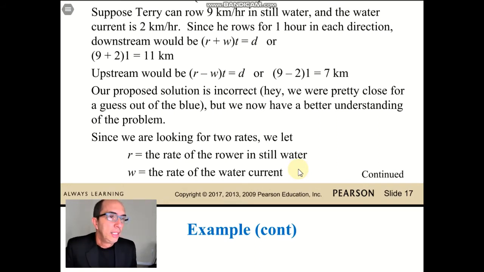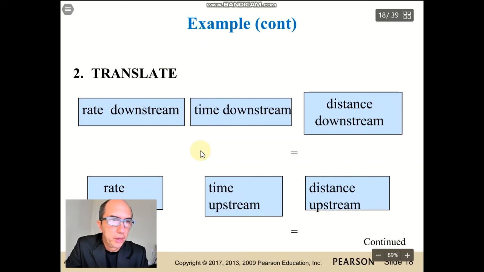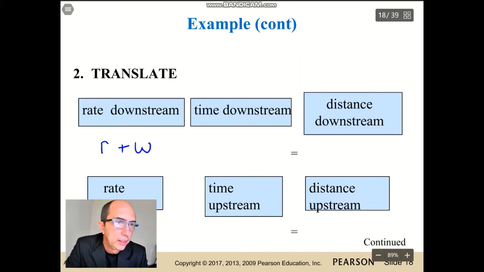Okay. Now we understood the problem. We know what the problem is asking. We know the information that we have. We labeled our variables. R is the rate of the rower in the still water, and W is the rate of the water current. Now translate into math equations, and we know that the rate downstream is going to be the rowing speed R, plus W, which is the speed of the current. Okay.